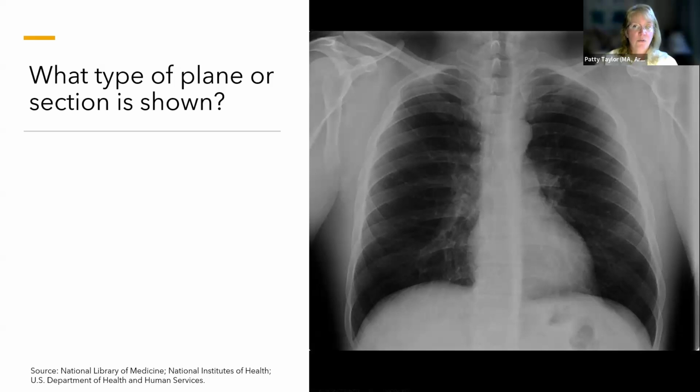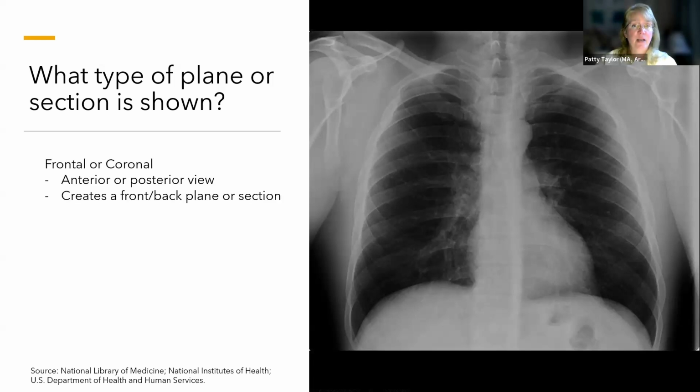So in this image, you're looking at a chest X-ray, and so you can see the heart here in the middle, and you can see the ribs on either side. So in this image, we are looking at a front or a back viewpoint. That front, back, or anterior, posterior viewpoint is what I need to know to confirm this one is a frontal or a coronal section.